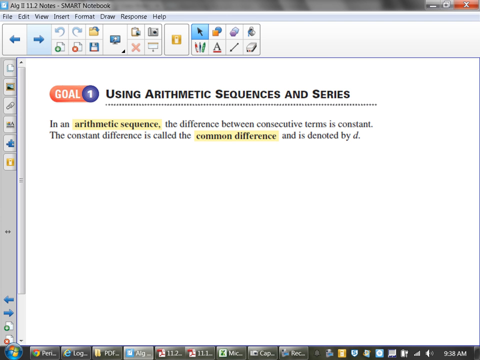So again, in an arithmetic sequence, the difference between consecutive terms is always constant. Think of it as 2, 4, 6, 8, 10, 12. The difference between each one of them is always a 2. That value doesn't change. It's an addition or a subtraction, and it's the same amount each and every time. It's not some of those weird nasty ones where it's odds and evens and stuff. This is very straightforward.